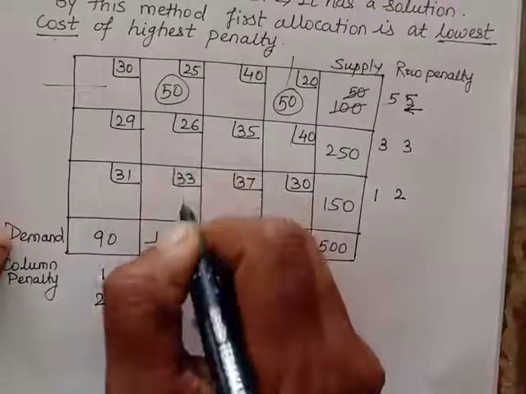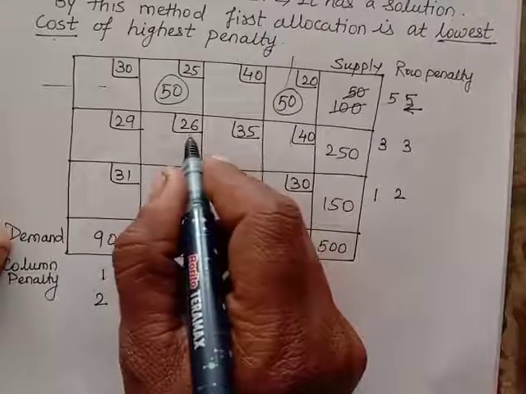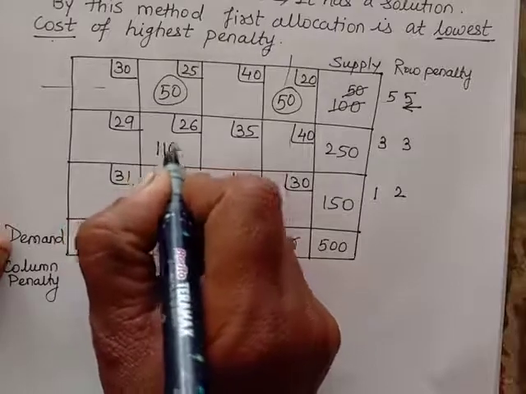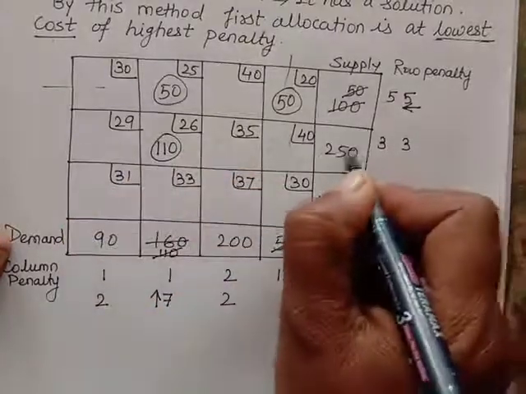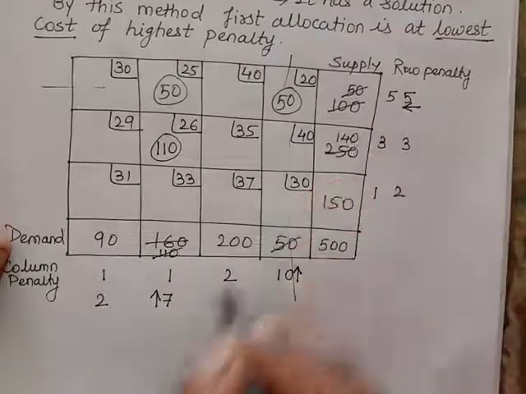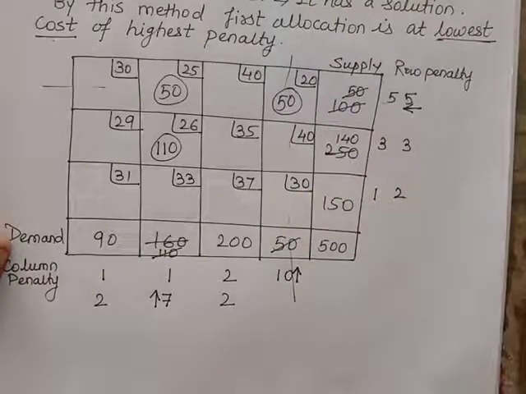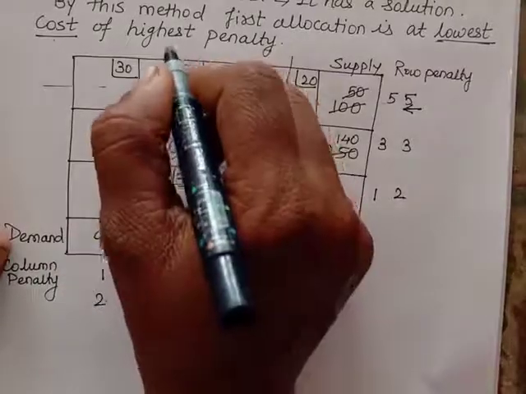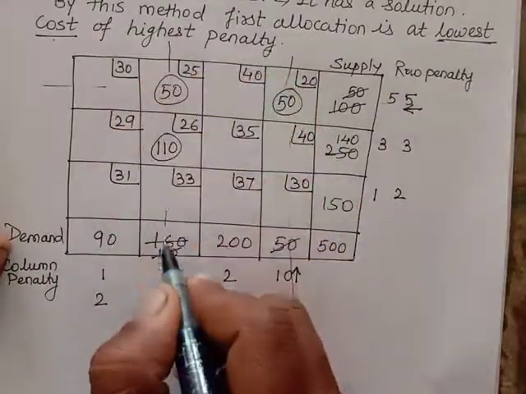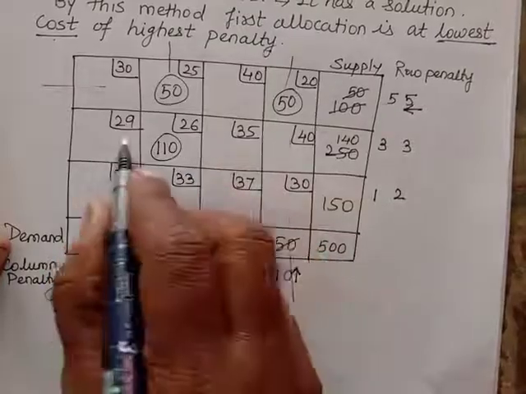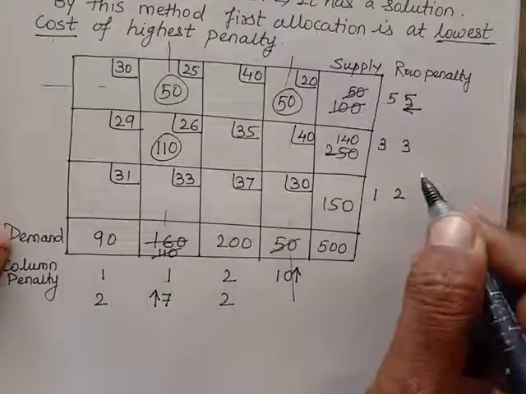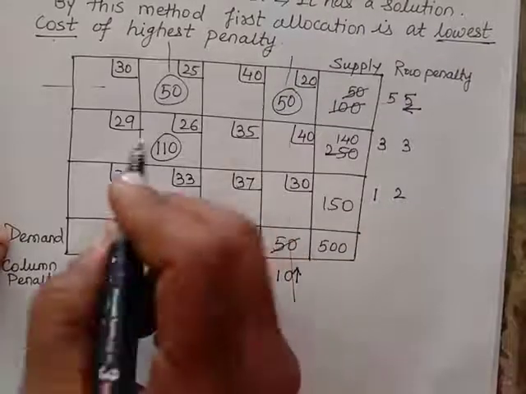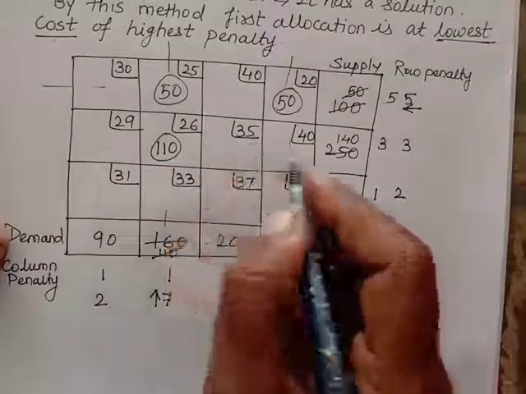And what is the least cost here? The least cost is 26. So here we will put 110. So this is satisfied here, and 140 is left. Fine. Now, 110 is done, so this column is satisfied. As this column is satisfied, the row penalty will change again. So what is the row penalty now? Column penalty remains the same. Row penalty: 29 and 35.